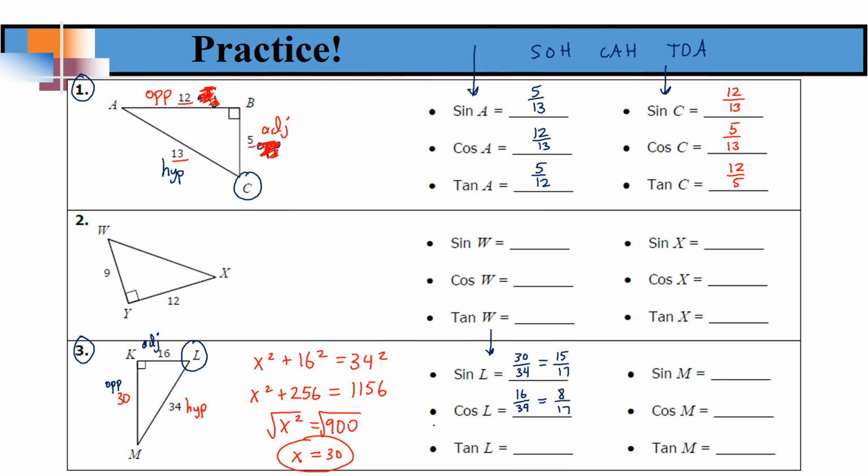And finally, tangent is opposite over adjacent. So in this case, that would be 30 over 16, which reduces to 15 over 8.